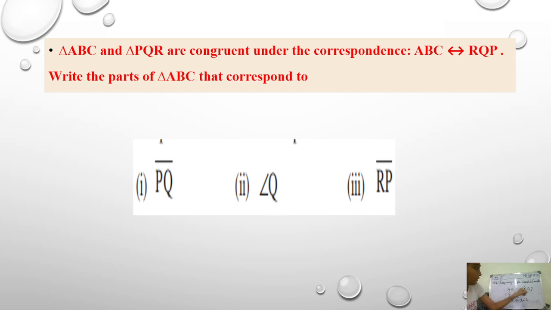Very good. So R is over here in the first. You can say it is corresponding to A. P is at the last, which is corresponding to C. So we can say RP is corresponding to AC. So for the third, it is the line segment AC.